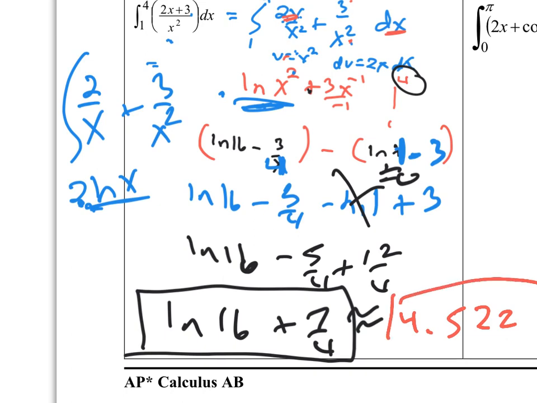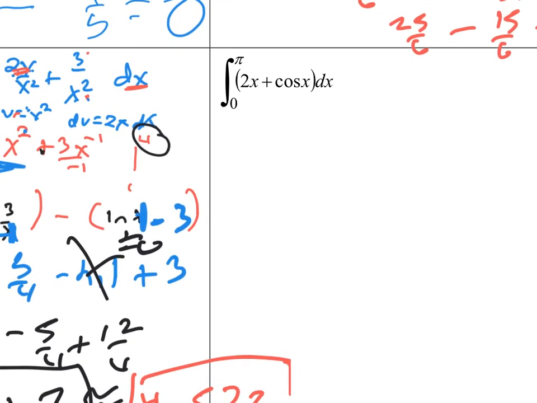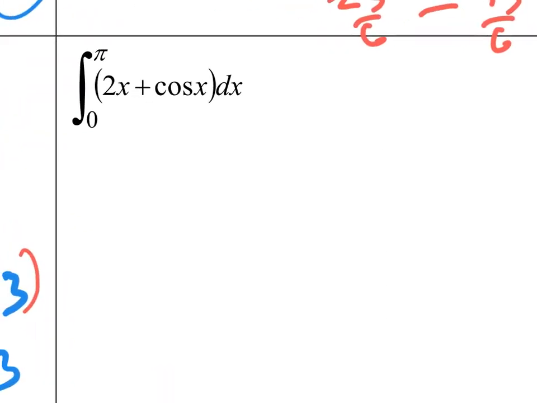4.522. Did anybody get 4.522, or natural log of 16 plus 7 fourths? You did by hand? In the calculator. Did anybody get natural log of 16 plus 7 fourths? Camilla, are you okay with our answers? That was the hardest one. That's the one you would want to do a second time.